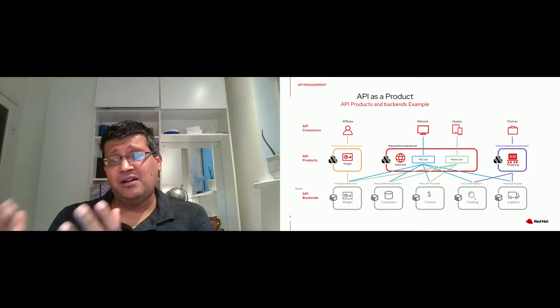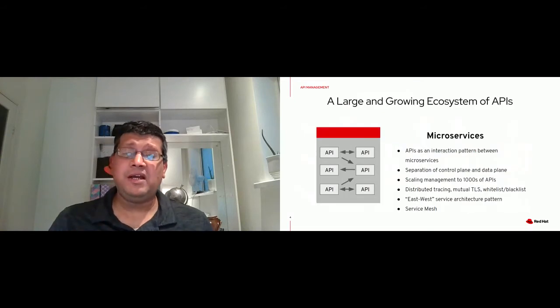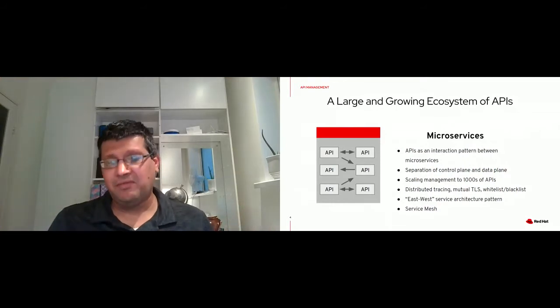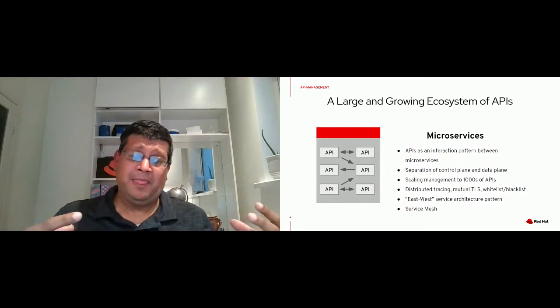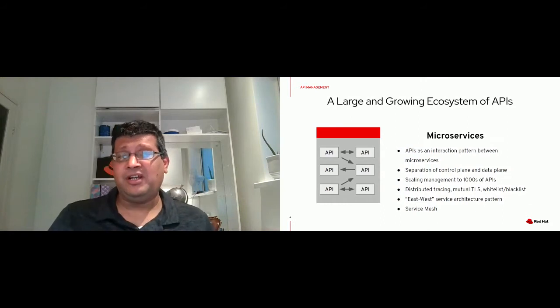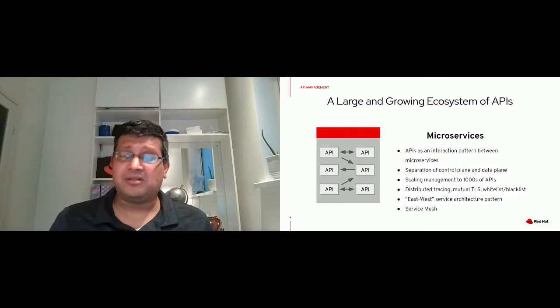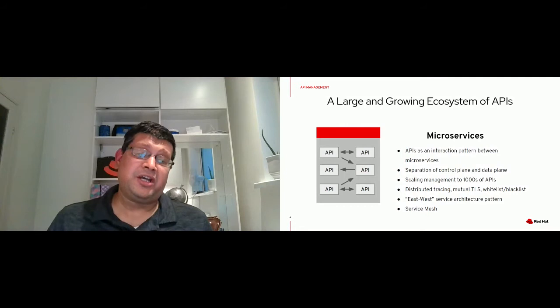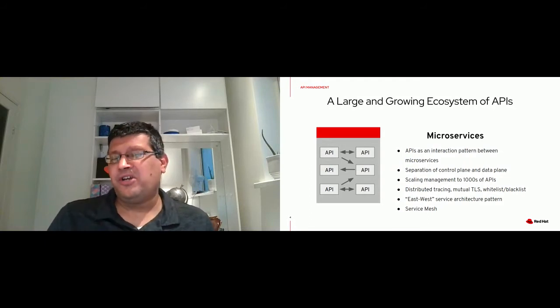Moving on from there, we now come to the world of microservices. So in the world of microservices, you have APIs essentially acting as the integration or interaction pattern between microservices. So this could be microservices that you have developed in different domains that need to interact with each other, or how you have distributed your architecture in a microservices pattern, but your services are now scaled to thousands of services, right? And you need to take care of the distributed tracing, the mutual TLS, whitelisting or blacklisting of APIs, traffic control of APIs, communication between those APIs.